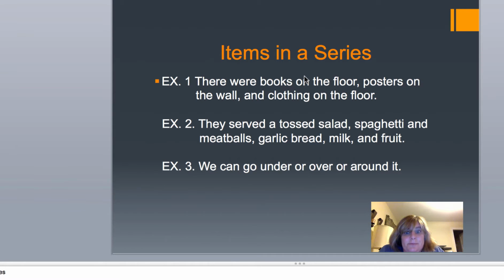In example 2, it says, they served a tossed salad, spaghetti and meatballs, garlic bread, milk, and fruit. Sounds pretty good. Words customarily used in pairs are not set off as separate items of the series, such as the example of spaghetti and meatballs. Another familiar one would be pork and beans, hat and coat, pen and ink, and those type things.